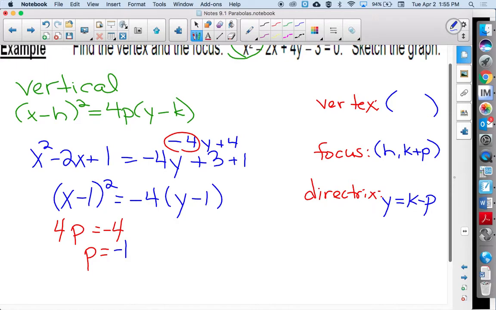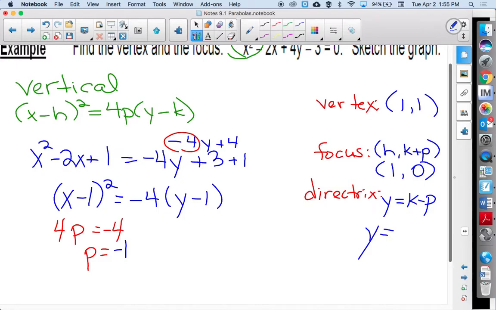Brandon, what's the vertex? 1, 1. H and K are both 1. The focus, the H is staying the same because this graph is vertical, so H is still 1. For the y value, you're taking K plus P. So K is 1, P is negative 1. 1 plus negative 1 is 0. So my focus is going to be at 1, 0.